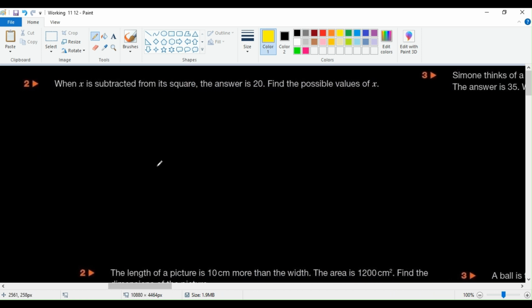Now when it comes to question number 2, it says when x is subtracted from its square, that means x square is already there and x is subtracted from it, it gives us a 20 that we can write in another form, and we write x square minus x minus 20 equals 0. That means we need to have 5 and 4. That means minus 5x plus 4x gives us a minus 20, and when we subtract or add them together, it gives us a negative x.